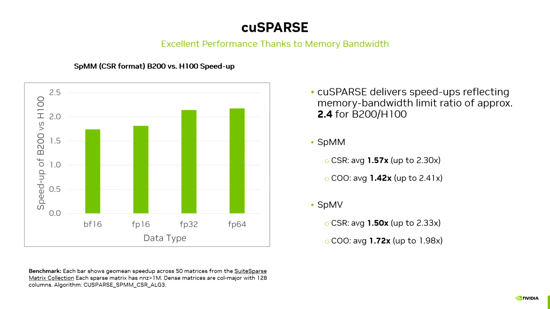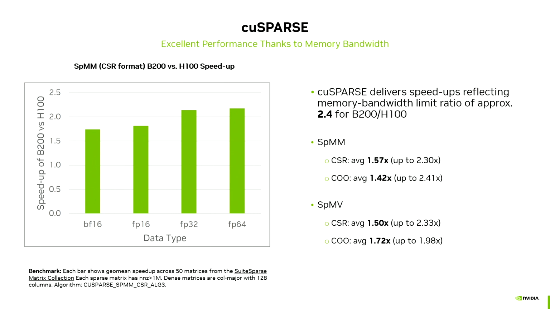cuSparse is a GPU-accelerated library for sparse operations. Those would be matrix multiplication, matrix-vector multiplication, and vector-vector multiplication. Many of you may already know that these operations are typically memory bandwidth constrained. And in this case, we have shown with cuSparse on Blackwell across a whole set of benchmarks, we could deliver something in the range of 1.4x, 1.5x, in some cases even up to 2.4x speedup compared to Hopper.